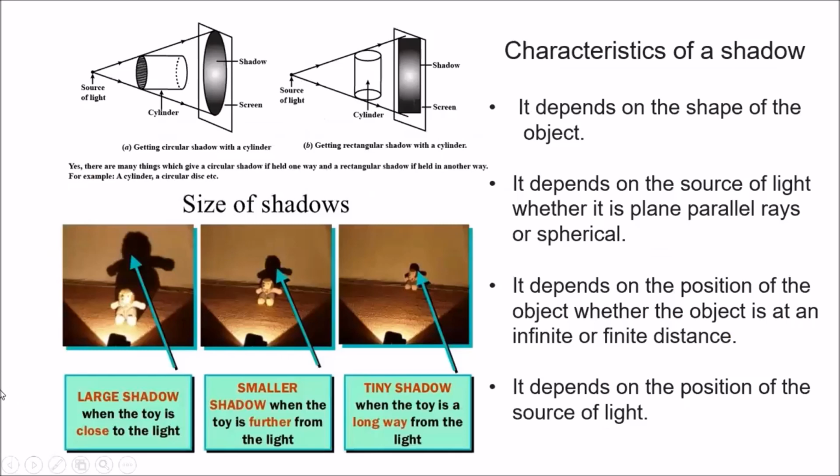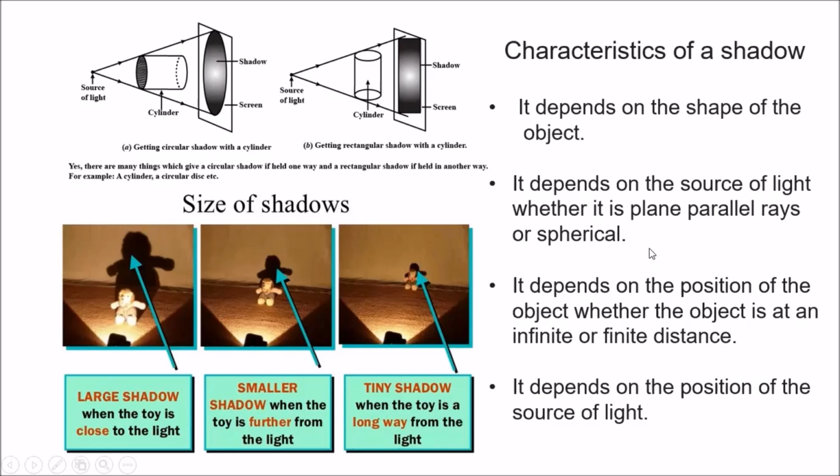Some of the characteristics of a shadow. When we talk about a shadow, it's very important that we understand what the characteristics are. It depends on the shape of the object. You can see the moment the shape changes, the shape of the shadow also changes. You can see a circular shadow with a cylinder and a rectangular shadow with a cylinder. Same cylinder, but the way it has been placed in front of a source of light gives you different types of shadow. So it depends on the shape of the object.